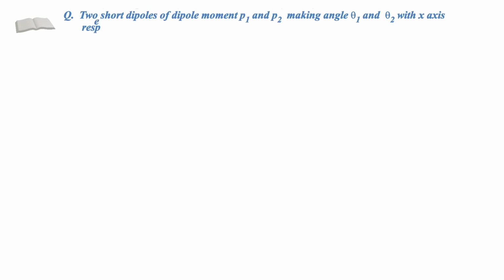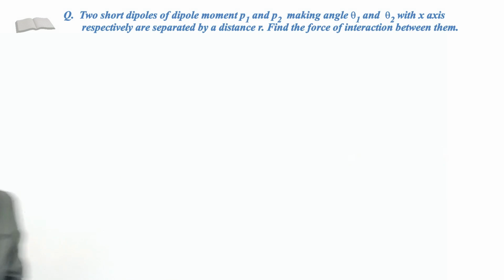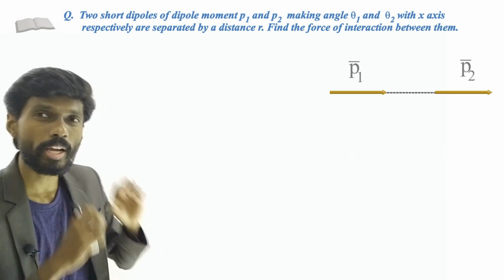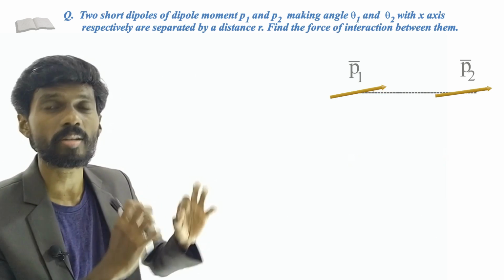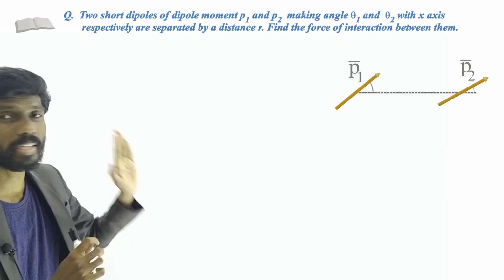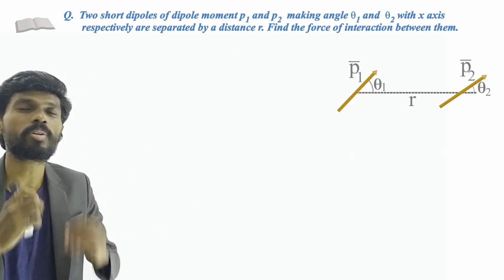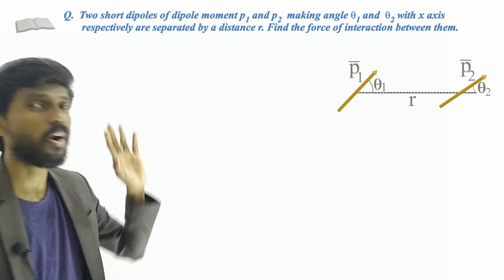Two short dipoles of dipole moments P1 and P2, making angles θ1 and θ2 with the x-axis respectively, are separated by a distance r. The force of interaction between them is? This is the most general case of interaction between two dipoles. In the last question we had two dipoles but both were facing the same direction. But this time we have one dipole making some angle θ1 with the horizontal, and the other makes angle θ2. We have to find the force due to one dipole on the other one.